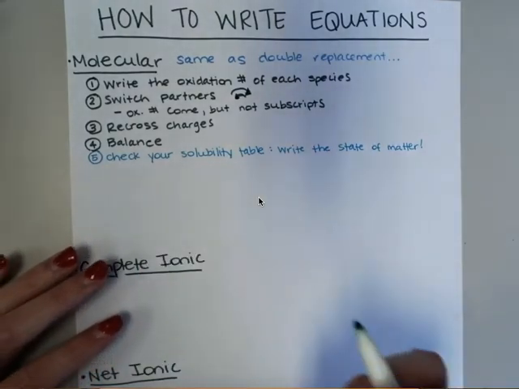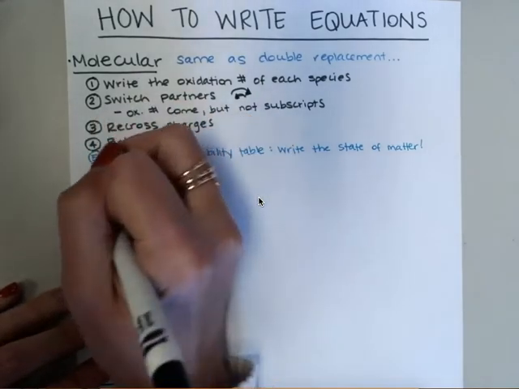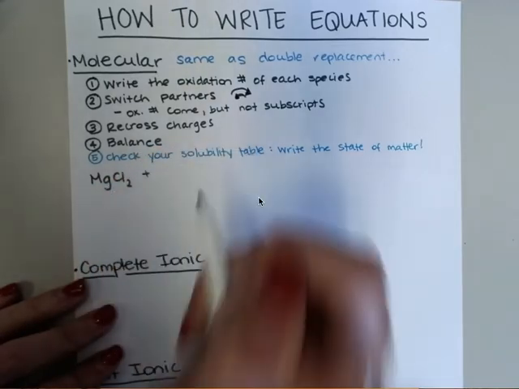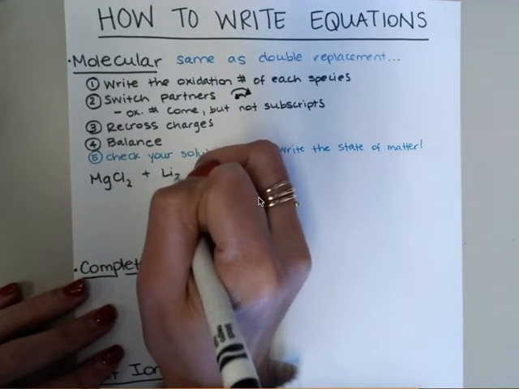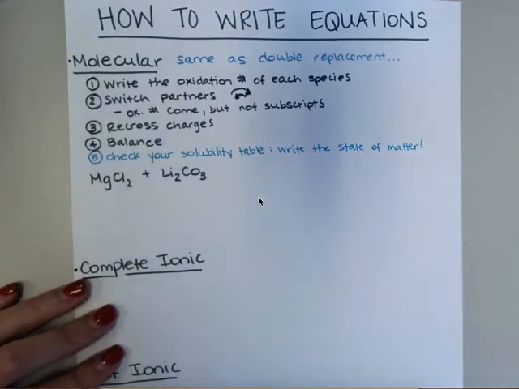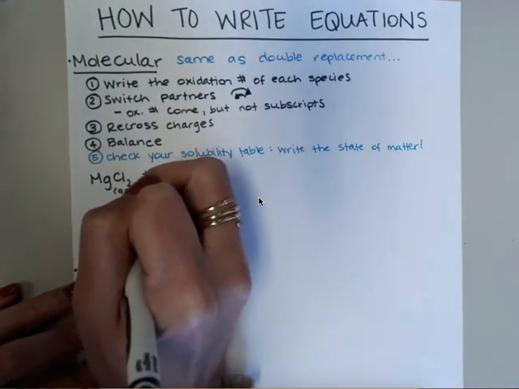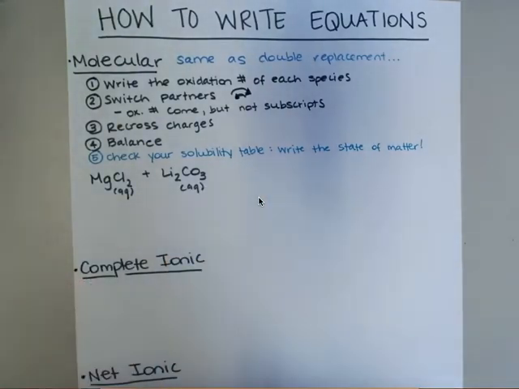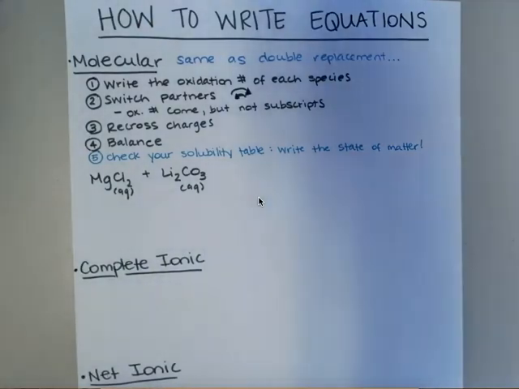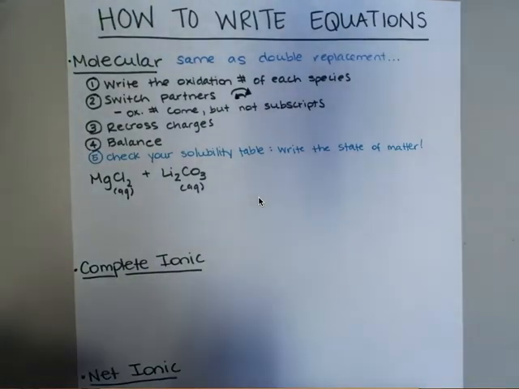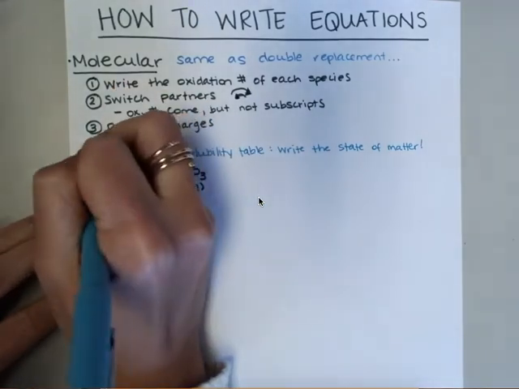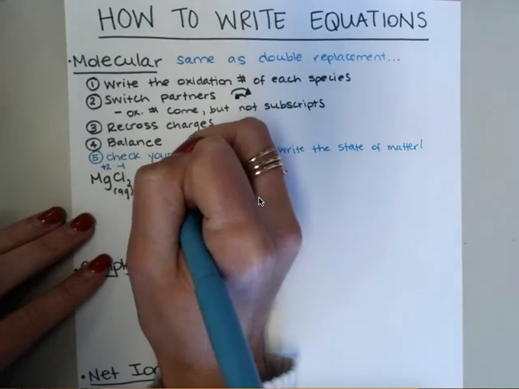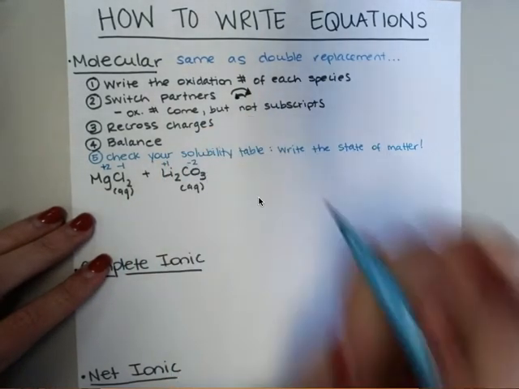So let's do an example. Let's say I have some magnesium chloride that's going to react with some lithium carbonate. These are both aqueous in solution. So step one, I'm going to write the oxidation numbers at the top of each thing. Magnesium is a +2, chloride is a -1, lithium is a +1, and carbonate is a -2.